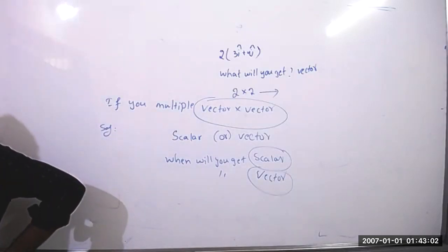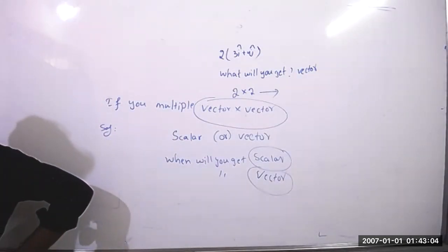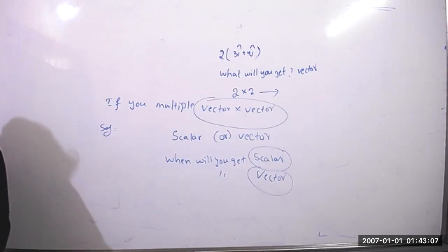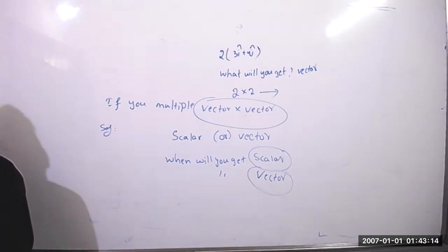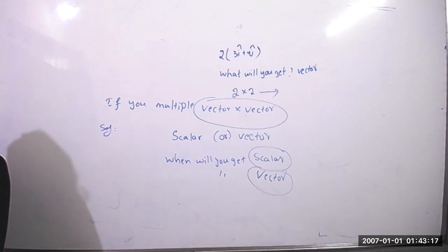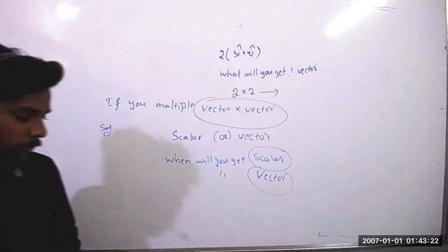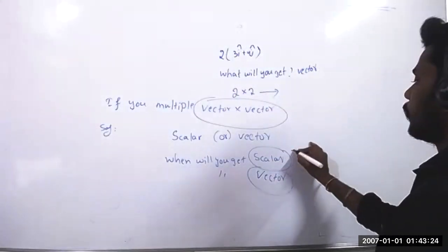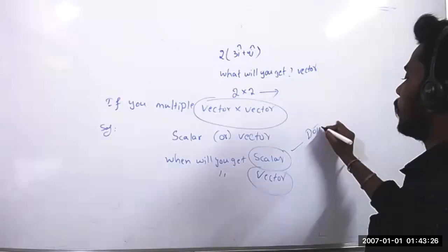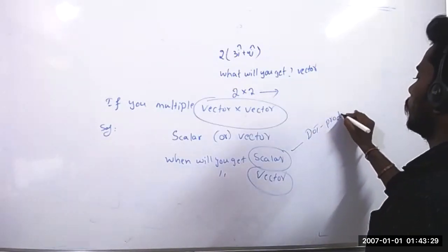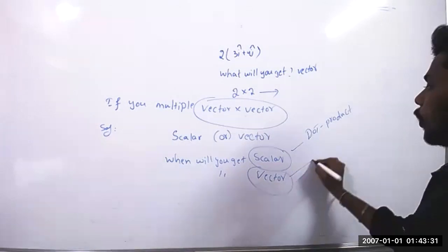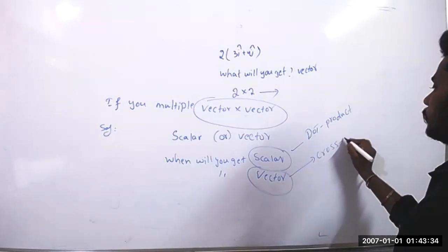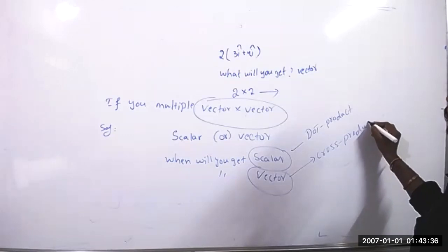So if you multiply a scalar into a vector, what will happen? Vector. If you multiply a scalar into a scalar, scalar. If you multiply a vector into a vector, scalar or vector? When will you get a scalar? When you are doing the dot product. If you do the cross product, what will you get? Vector.